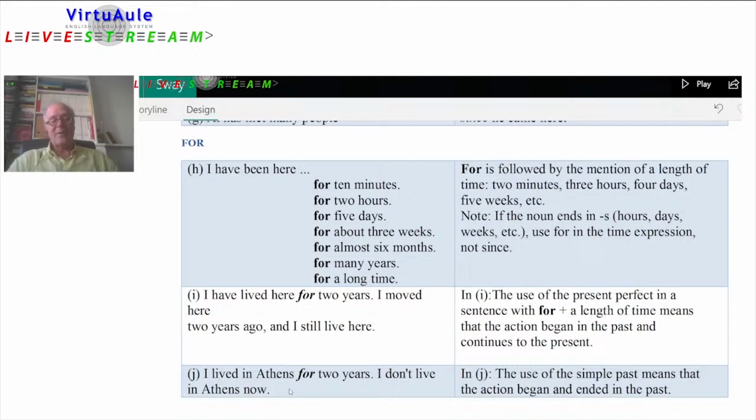I lived in Athens for two years. I don't live in Athens now. The use of the simple past with for means that the action began and ended in the past. I already mentioned that.